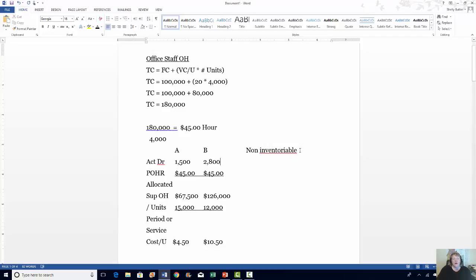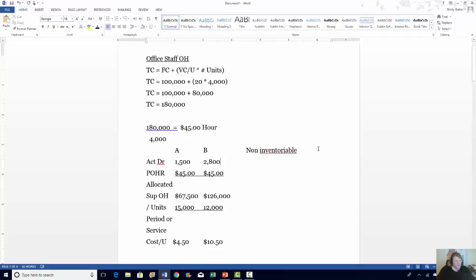It's non-inventoriable. So on your balance sheet, or on your income statement, you'll have your direct materials, your direct labor, and your manufacturing overhead as costs on there. And then you'll have the work in process on your balance sheet, but you won't have these service department costs because they are period costs and they are expensed as you use them.